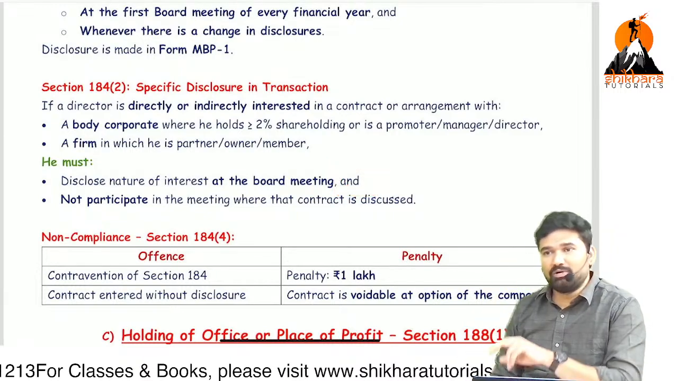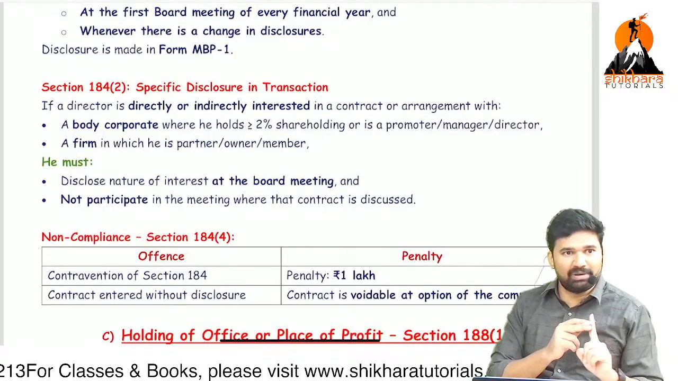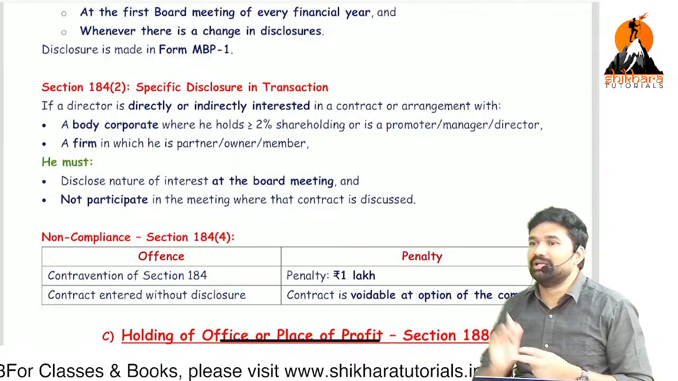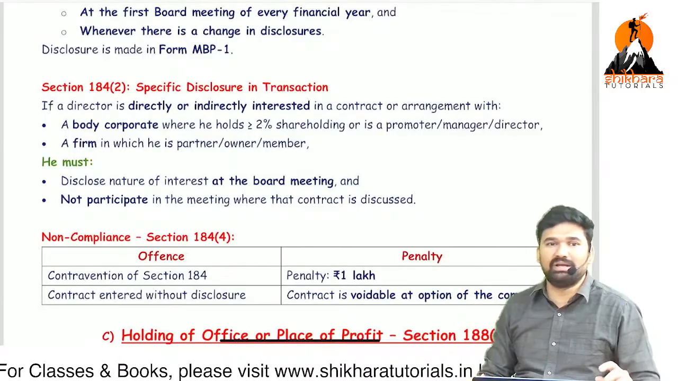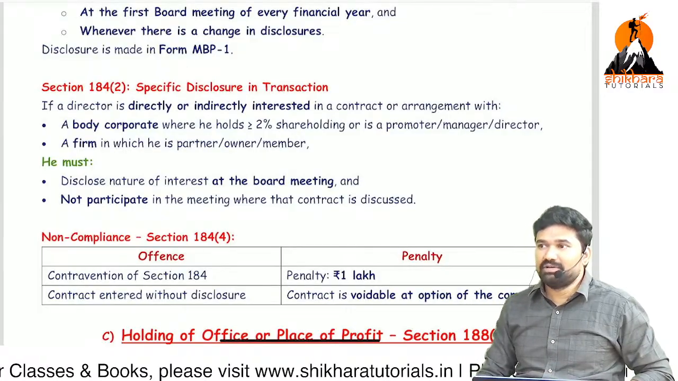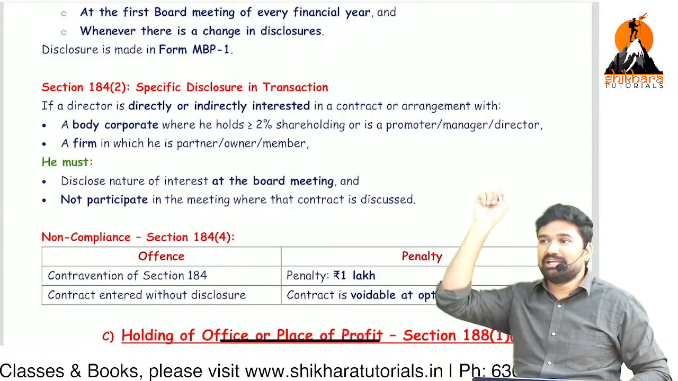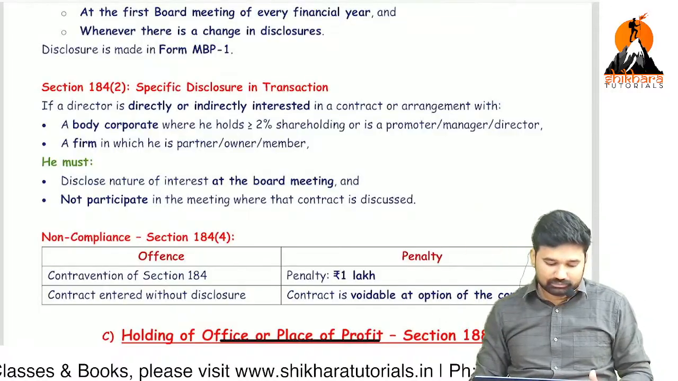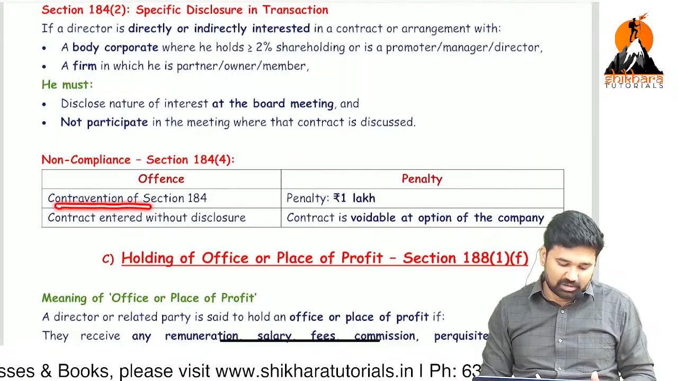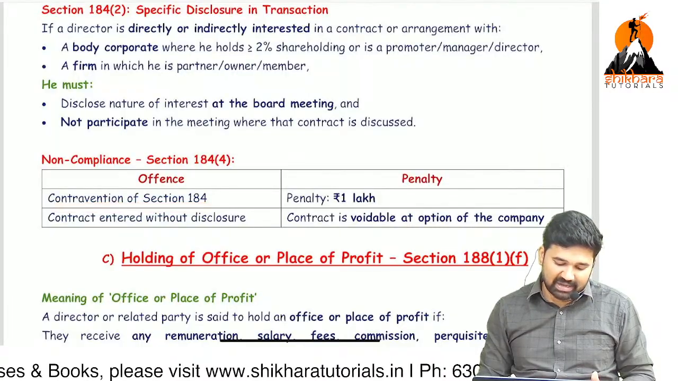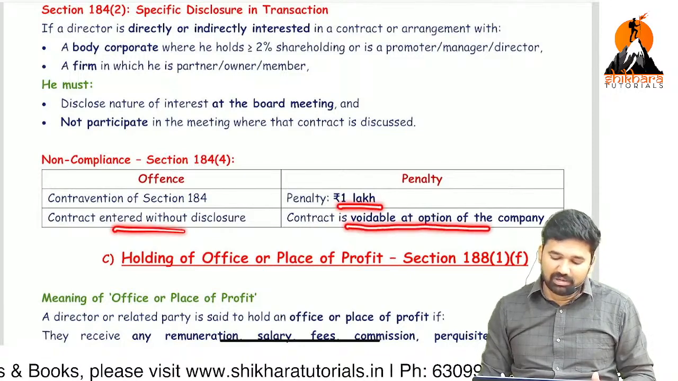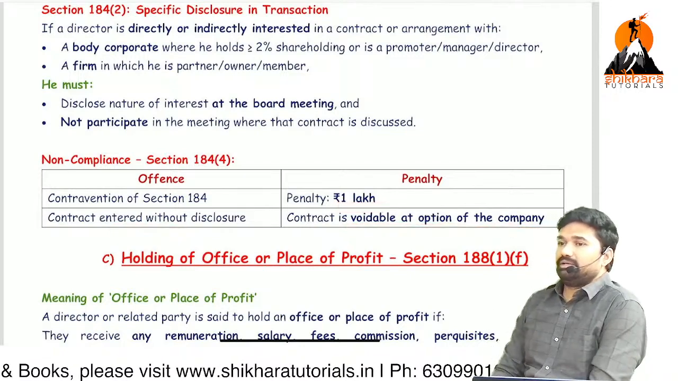That means you have to disclose your interest. That is obligation number 1. And obligation number 2, you get out of the board meeting. You must not participate in that board meeting. Why? Because conflict of interest will be there, na? That is why you must not participate in the decision-taking meeting. Non-compliance: offense will be contravention of section 184, penalty will be 1 lakh, and the contract is voidable at the option of the company.